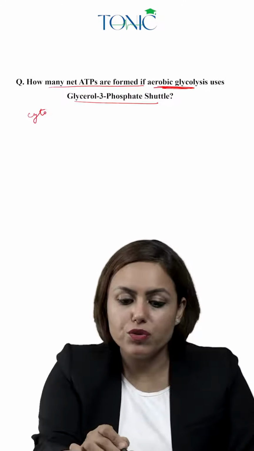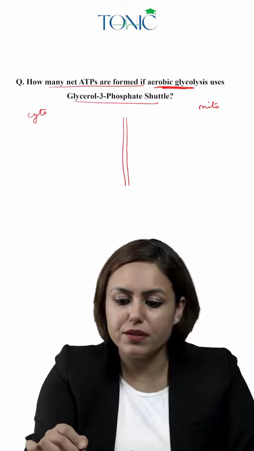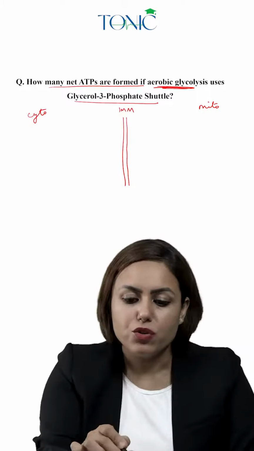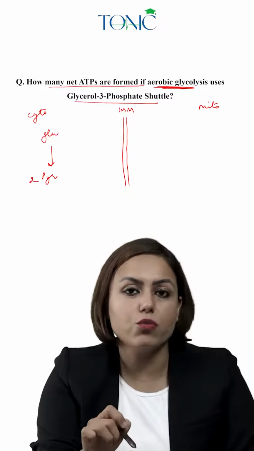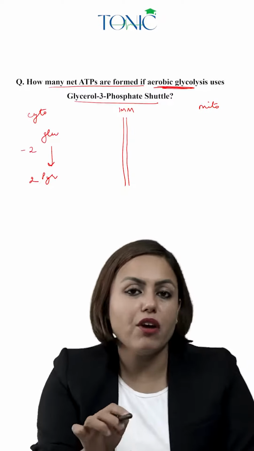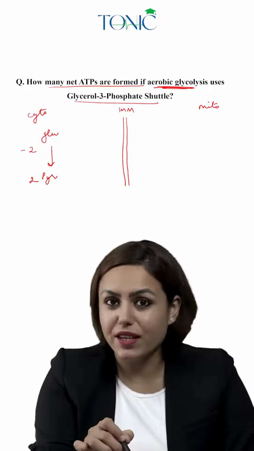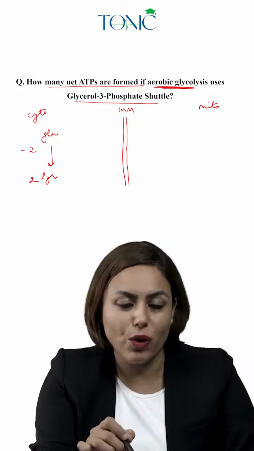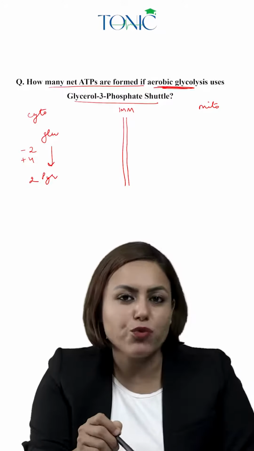So suppose left side is cytoplasm, right side is mitochondria and this is inner mitochondrial membrane. So we have glucose to pyruvate. One glucose gets converted to 2 pyruvate. In energetics, we have minus 2 ATP because 2 ATPs are used, one at hexokinase, other at PFK1 enzyme. Plus 4 ATP because there are 2 substrate level phosphorylation steps.